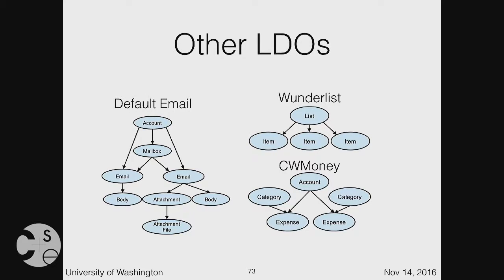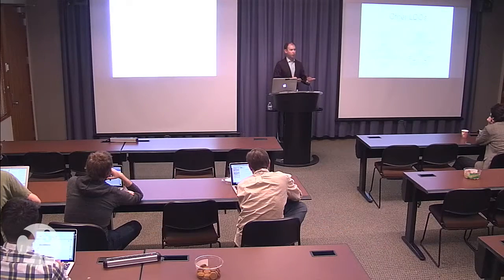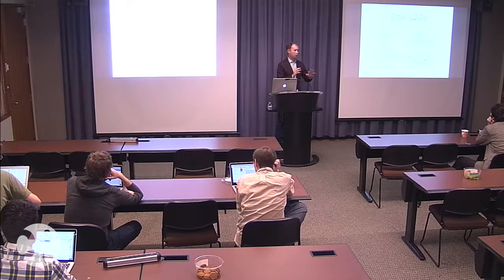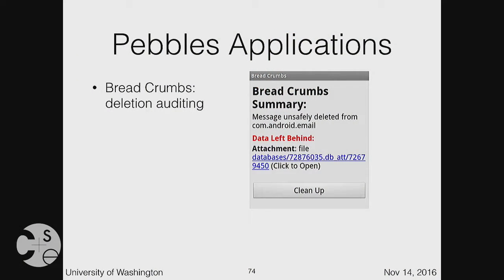In apps like a to-do list application, we can find things like a to-do list, because maybe I have multiple lists, and all of the items on that list. Or in a personal finance application, we find things like accounts and expenses and categories and all of the relationships between all of those. So once we have this information on LDOs, we can do a lot of cool stuff. For instance, we can do deletion auditing, where we allow a user to say, hey, I want to try to delete this email, check and see if it goes away. Now I deleted it. Did it go away?